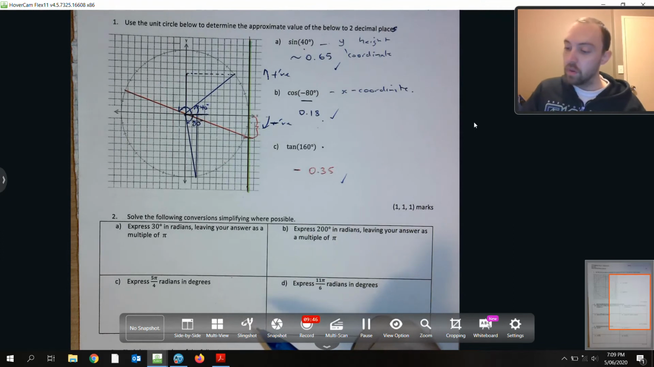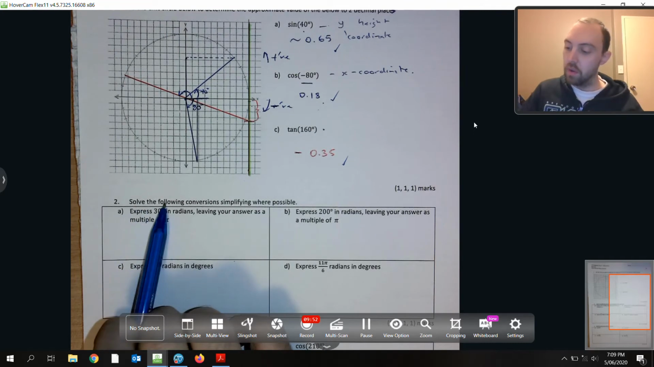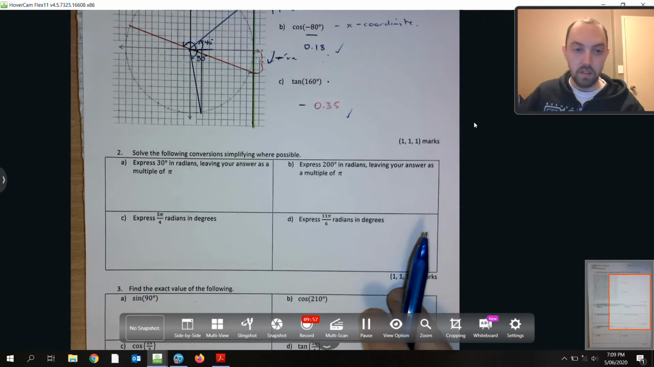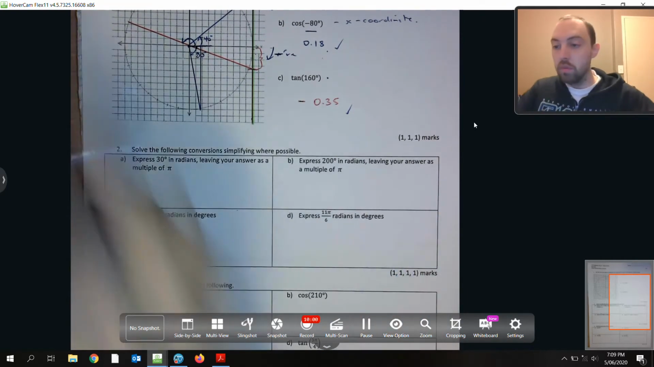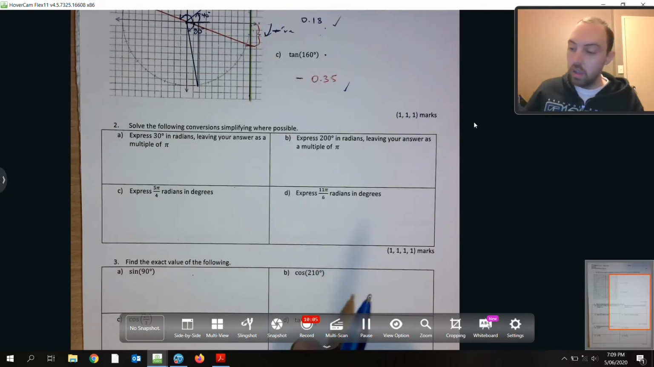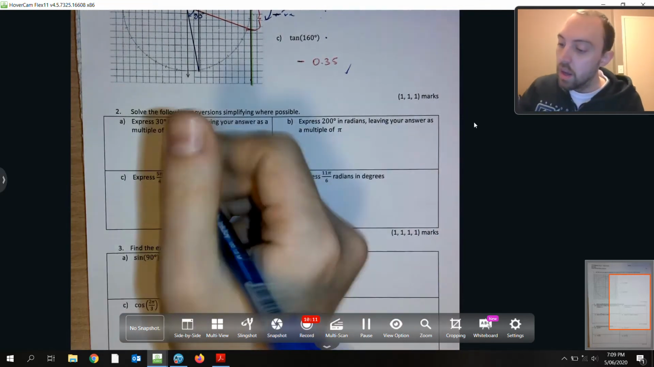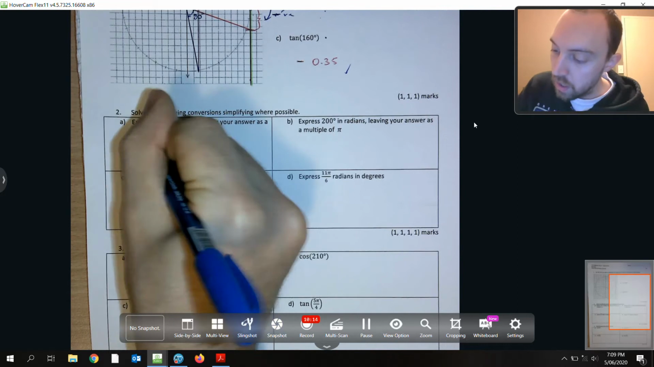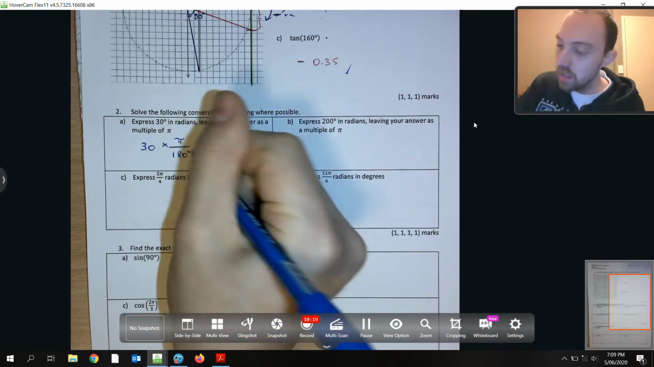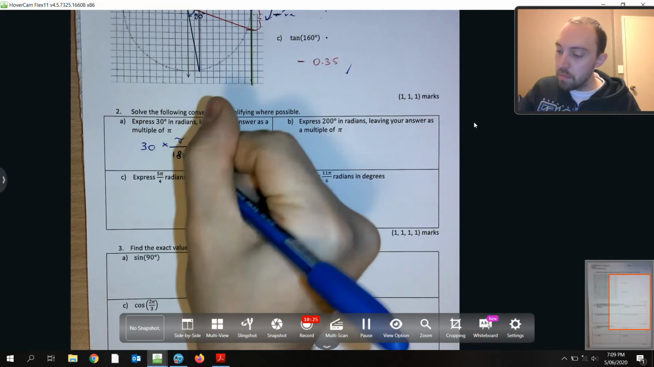Alright, question 2a. So firstly, solve the following conversions, simplifying where possible. Express 30 degrees in radians, leaving your answer as a multiple of pi. Okay, so we're trying to convert degrees to radians. So to do that, we are timesing by pi and dividing by 180. And that is just a conversion factor that we're going to need to remember, okay?